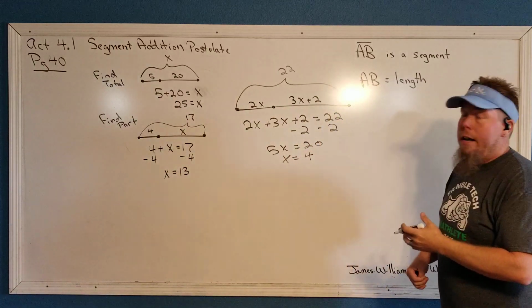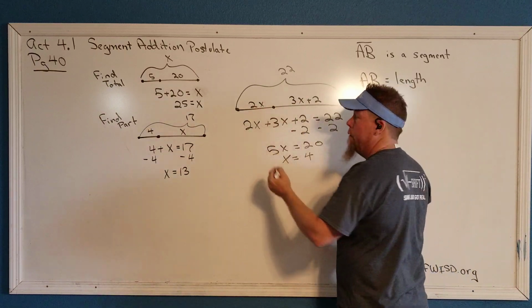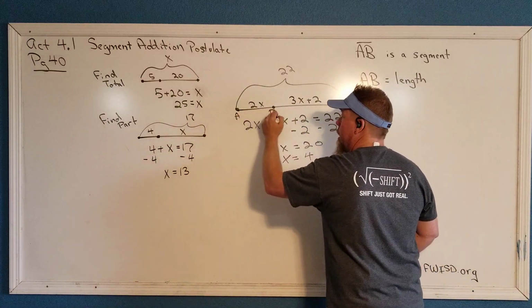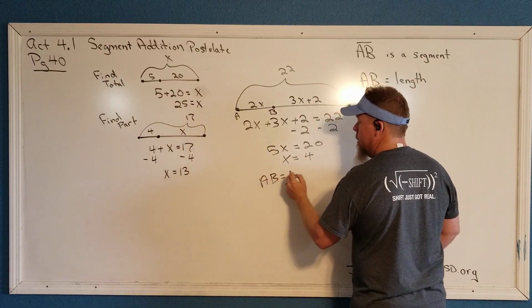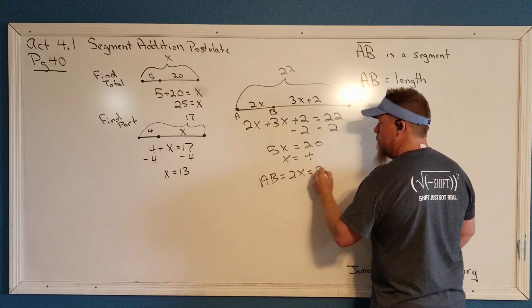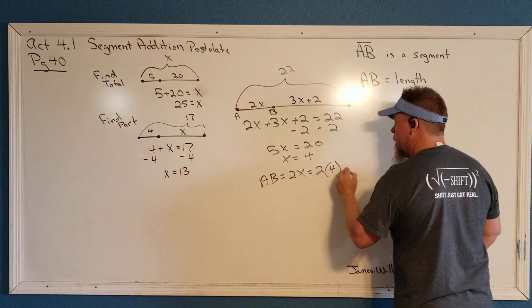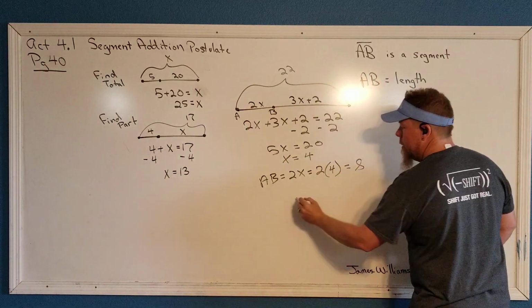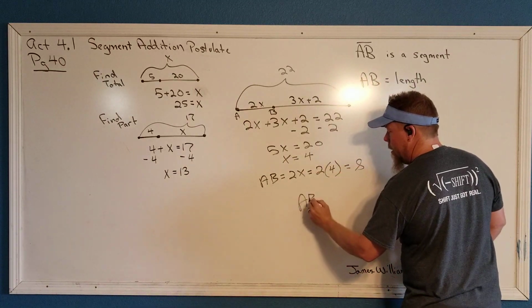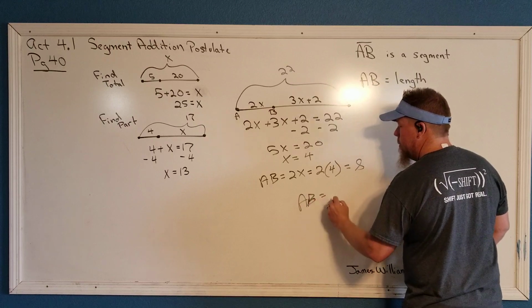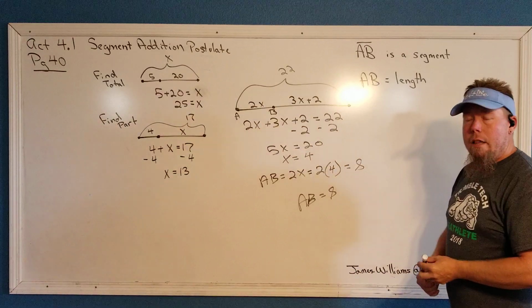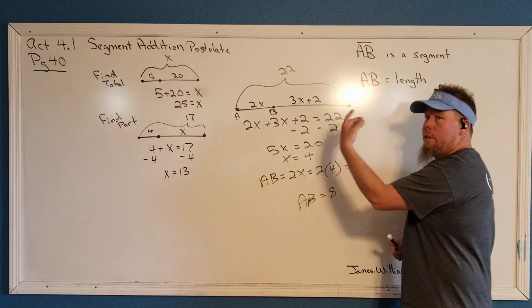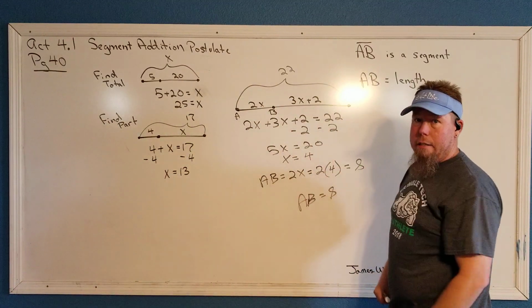And so maybe they're asking you for this length. Don't forget, if let's say this is AB, and they ask us for AB, you have to say, okay, well, AB is equal to 2x, so that's equal to 2 times 4, so that's equal to 8. So AB will be equal to 8. So don't forget, if they ask you for the length of a segment, once you solve for that x or the y, whatever it is, you plug that back in to get the length, okay?